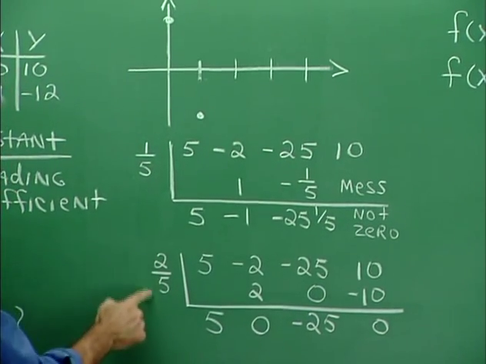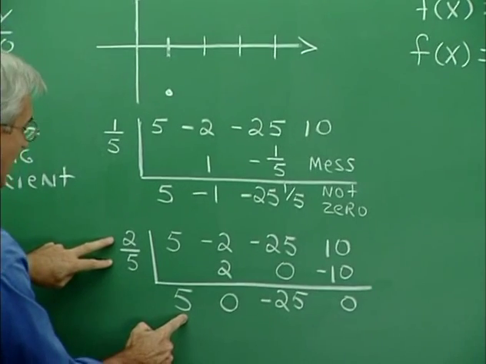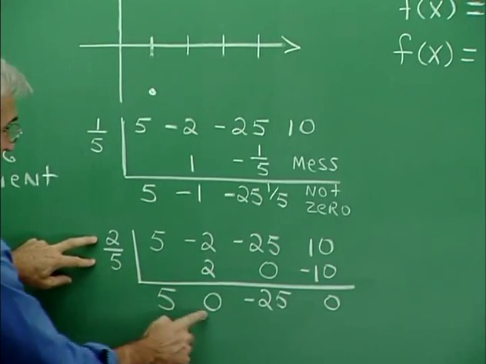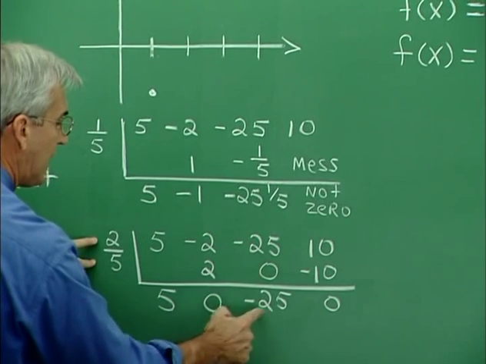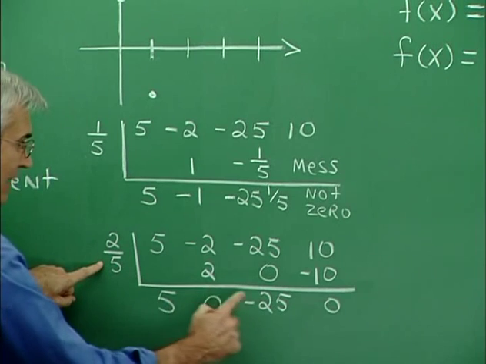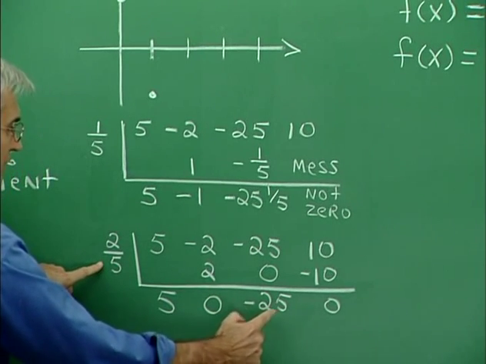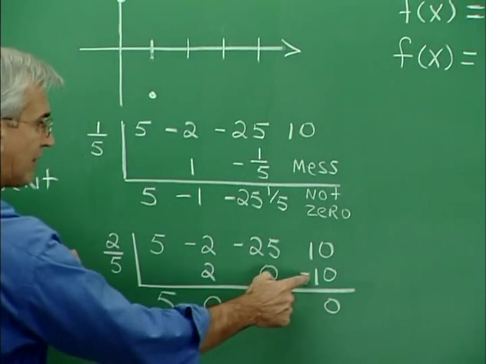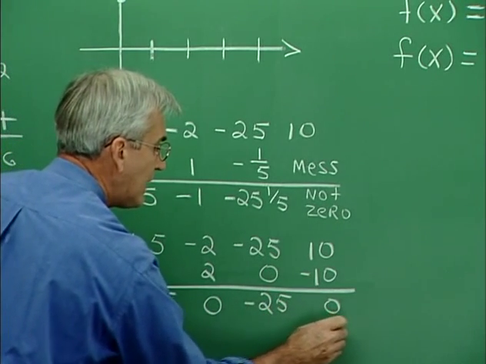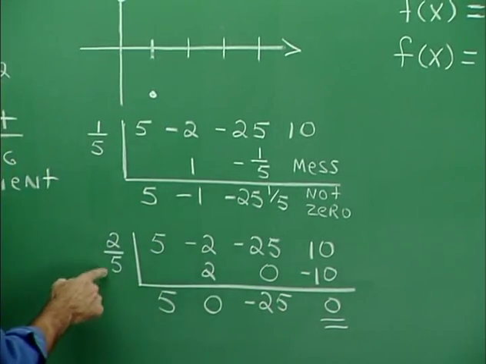Now let's try 2/5. Bring down the 5. 2/5 times 5 is 2. 2 with negative 2 is 0. That's nice. 2/5 times 0 is 0. Together, negative 25. 2/5 times negative 25, the 5 and the negative 25 cancel, leaving negative 5. 2 times negative 5, negative 10. 10 with negative 10, 0. So we do indeed have a 0 at 2/5.